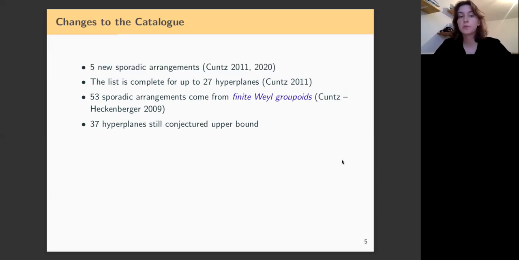Yeah, it's still not known for sure if 37 is an upper bound for the number of hyperplanes.